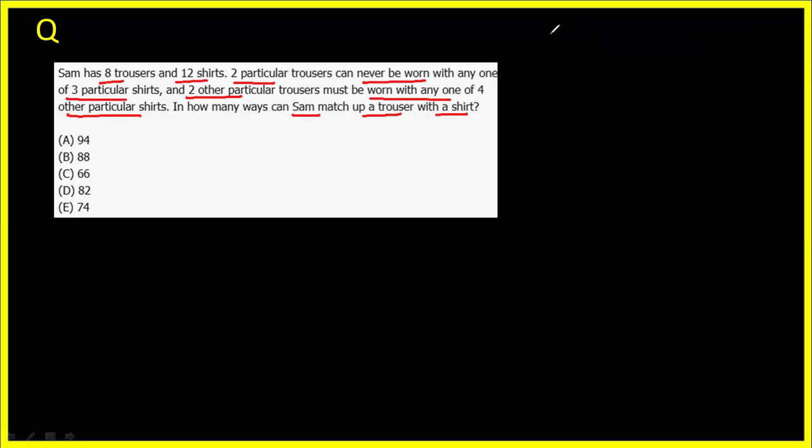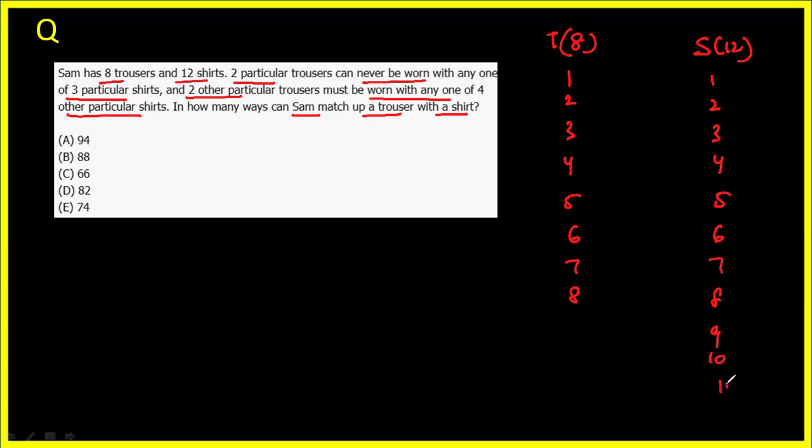So there are how many? There are 8 trousers and there are 12 shirts. Let's number these 8 trousers: 1, 2, 3, 4, 5, 6, 7, 8. And there are 12 shirts with Sam. Let's number these 12 shirts: 1, 2, 3, 4, 5, 6, 7, 8, 9, 10, 11, 12. These are the possibilities for the trousers and shirts.